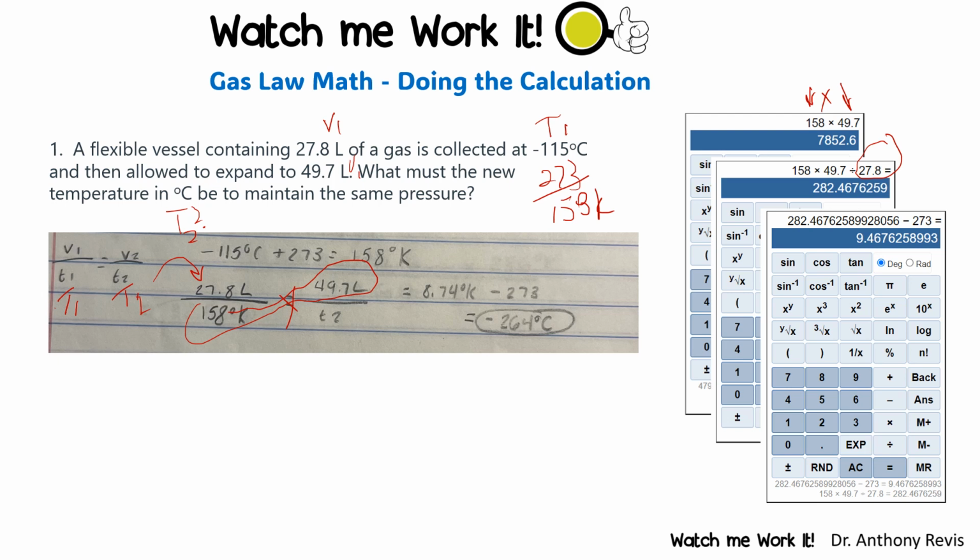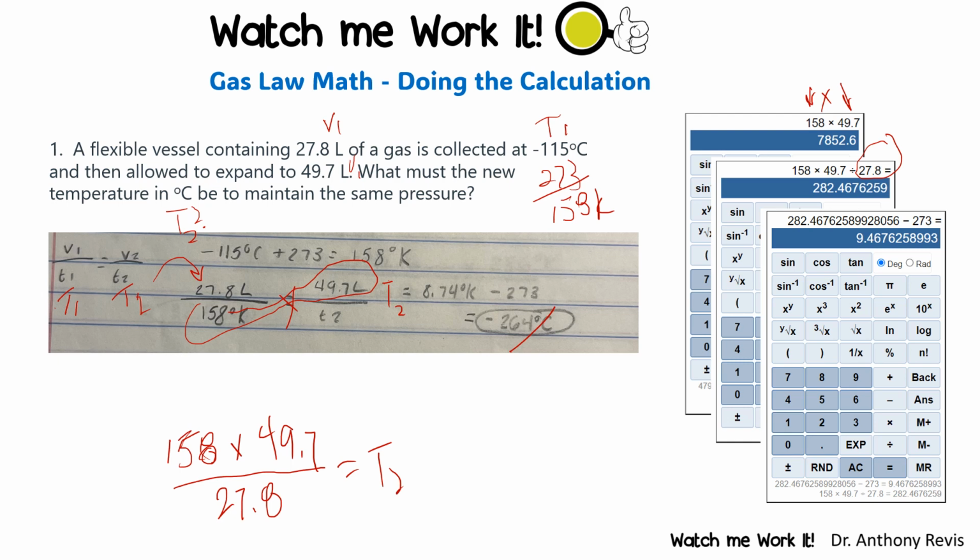Okay? So in other words, I took 158 times 49.7. That's the diagonal, and I divide by the leftover. I call it leftover just for convenience, 27.8, and that equals T2. The other thing you want to note here, this equal sign should have a T2 in front of it, properly written. Okay, and then you subtract out the 273. Now this is the wrong solution because of the math, but the setup is perfect. You'd hate to lose points simply because you don't finish your math off.